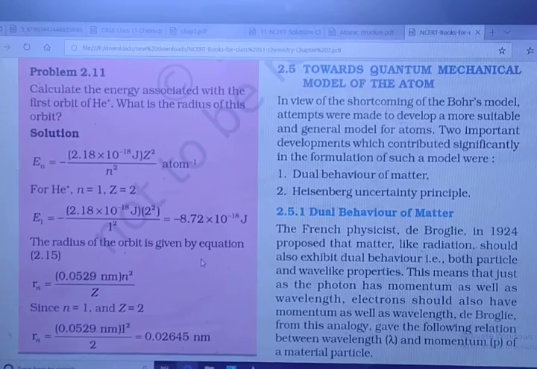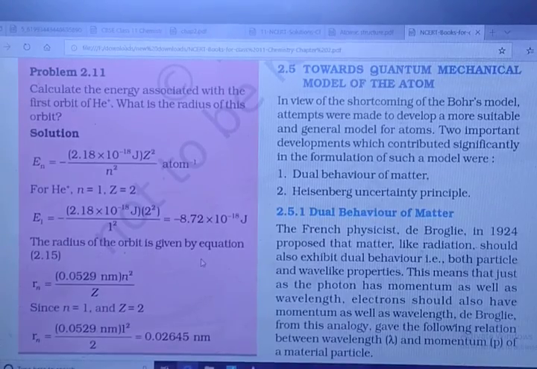So for helium plus, what will the value be? Helium plus, the electron will be in the first orbit. Atomic number is 2. So E1 is equal to minus 2.18 × 10^-18 into Z square upon n square. Z means atomic number. Atomic number of helium is 2, so 2 square, and the electron is in the first orbit, so the value of n is equal to 1. So 4 into 2.18, that is equal to minus 8.72 × 10^-18 joule. This is the value of E1.